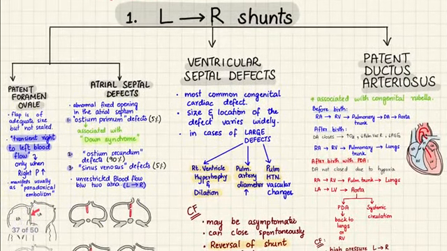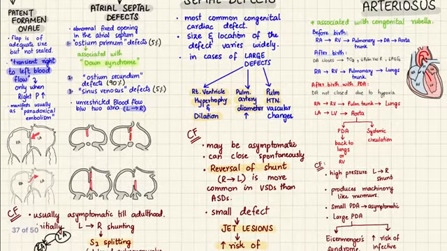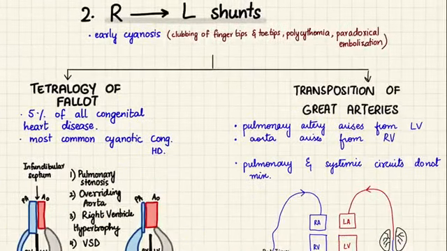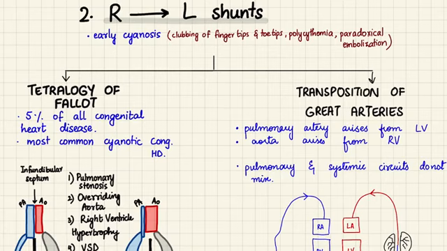So, as a recap, during left to right shunts, we do not have cyanosis usually. The biggest threat is Eisenmenger syndrome, which is most common in patent ductus arteriosus, common in ventricular septal defects, and not that common in these two cases. Okay, so that is all about left to right shunts. Now let's see some right to left shunts.